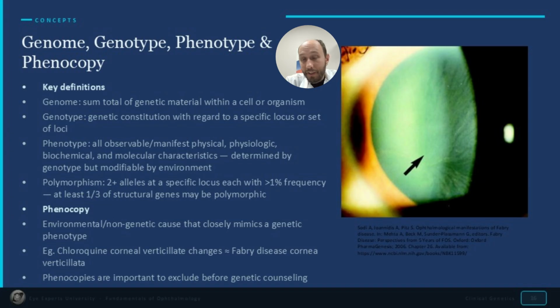A phenotype is the observable characteristics. So just because we see something abnormal or normal doesn't mean that we necessarily know what gene it translates to. As we talked about RP, on the right you see corneal verticillata, which can be related to Fabry's disease, but it can also be due to amiodarone toxicity. So just because we see verticillata doesn't necessarily mean that that gene is defective. We have to test for it. Now, a phenocopy is an environmental or non-genetic cause that closely mimics the phenotype, hence the example of amiodarone.